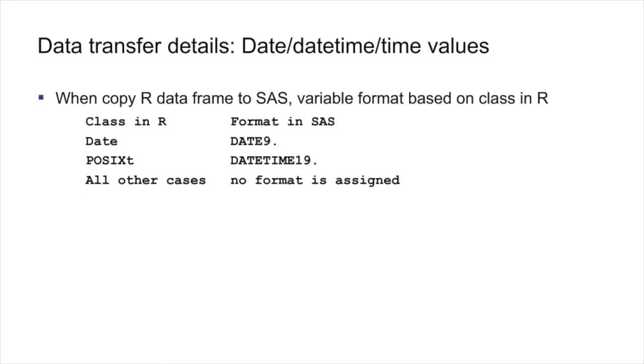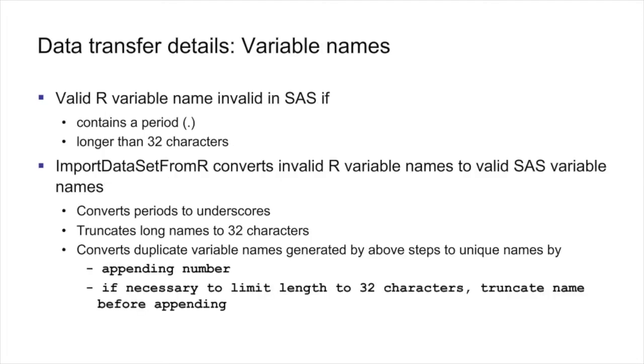When you go the other direction, R back to SAS, when you copy an R data frame, it will assign a format based on the class in R. If the class is Date, it'll put DATE9 as the format on the SAS date variable when it comes back to SAS. If it's POSIXct, it will make it DATETIME19. Otherwise, no format.